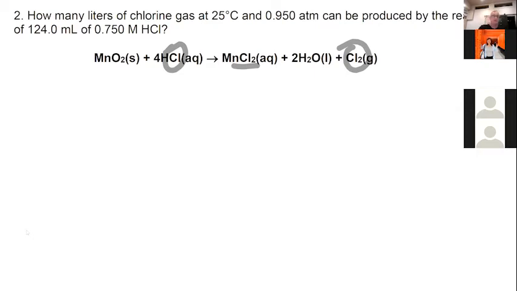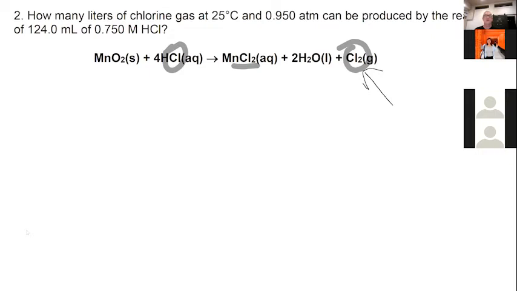Right. So then what did you do? So then, because we're looking to find liters of chlorine gas. Is chlorine gas a product or a reactant? Chlorine gas is a product. Right, product here. And then it says, how many liters of chlorine gas at 24 degrees Celsius and 0.950 atmospheres can be produced by the reaction of 124.0 milliliters.